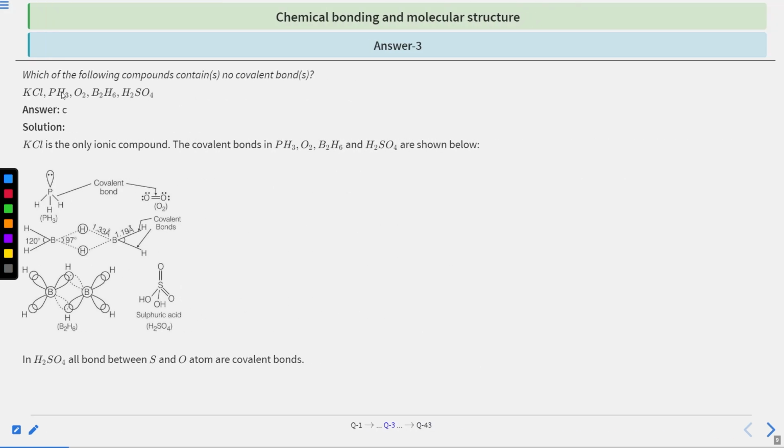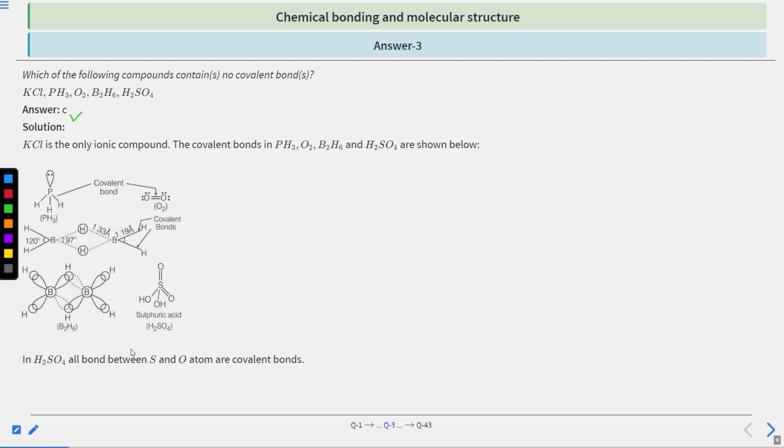Okay, so the correct answer is option number C. So KCl is the only ionic compound among them, and the covalent bonds in PH3, O2, B2H6, and H2SO4 are shown here in this diagram. This is PH3, this is O2, they have covalent bonds, and this is B2H6, they also have covalent bonds, and this is the sulfuric acid.